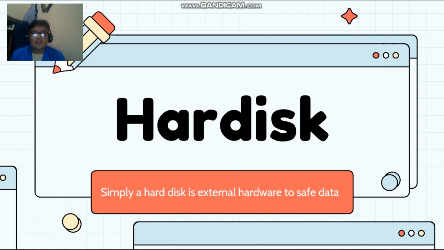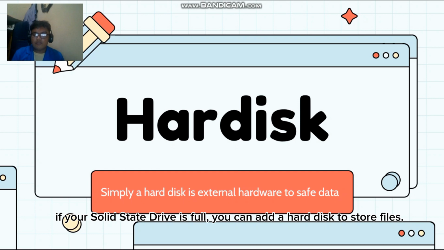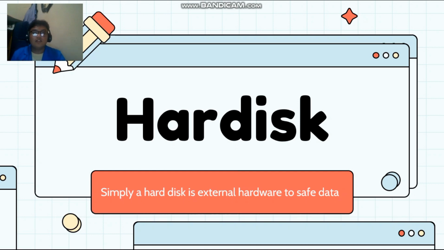Next, hard disk. What is a hard disk? What is the difference between a hard disk and a solid-state drive? I will explain it. Simply, a hard disk is external hardware to save data. For example, if your solid-state drive is full, you can add a hard disk to store files.